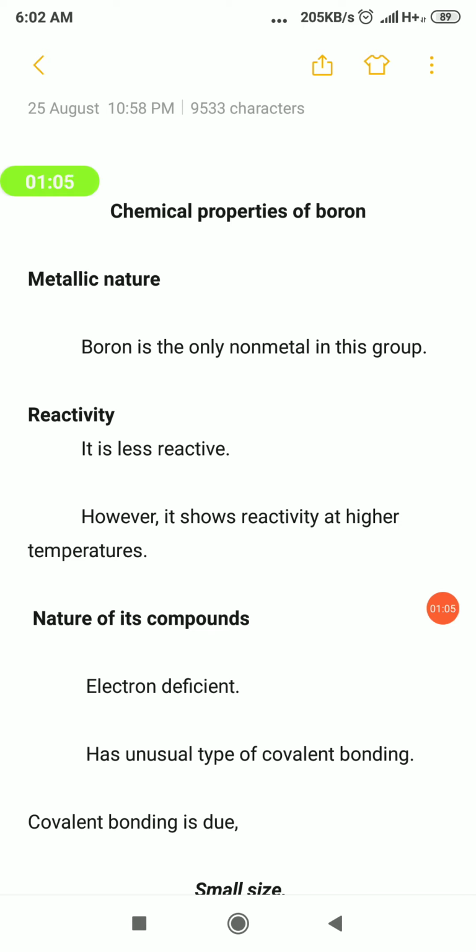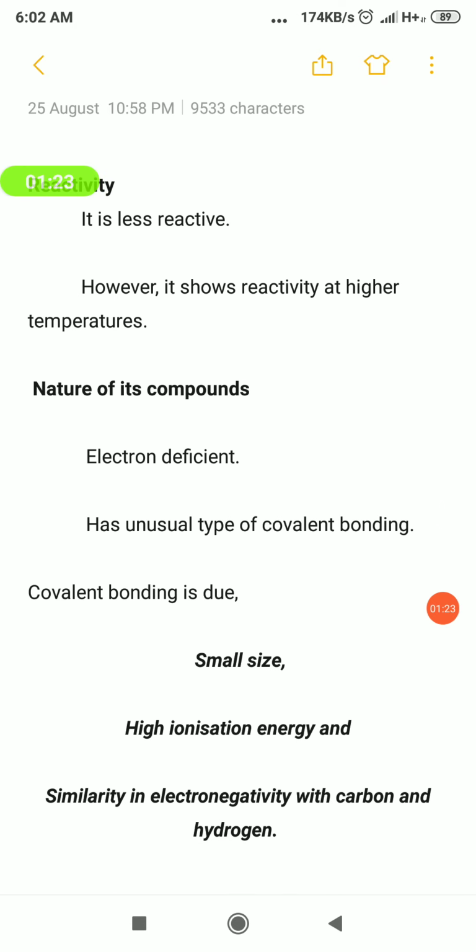They are generally electron deficient, and these compounds also show an unusual type of covalent bonding. The remaining elements of the boron family show ionic bonding, whereas only boron shows covalent bonding. And this covalent bonding is due to some reasons that we are going to see next. This we have already seen. Compared to the other elements, the size of boron is small.